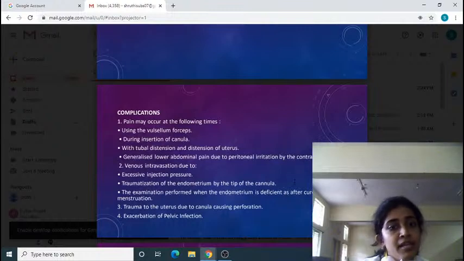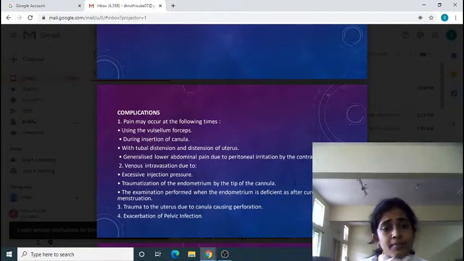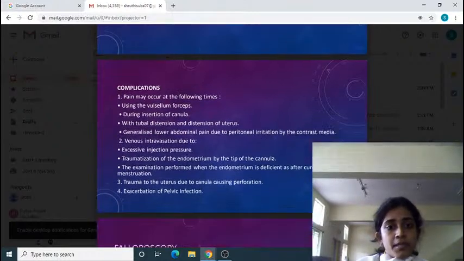Then venous intravasation might happen, because if you give extra or excessive pressure while injecting the contrast media, it can cause venous intravasation. Traumatization of the endometrium by the tip of the cannula might happen, and the examination performed when the endometrium is deficient, as after curettage or menstruation, that is when raw areas are present, is really bad, and there might be trauma to the uterus due to the cannula, causing perforation of the uterus. Okay, and an exacerbation of pelvic infections might be present.